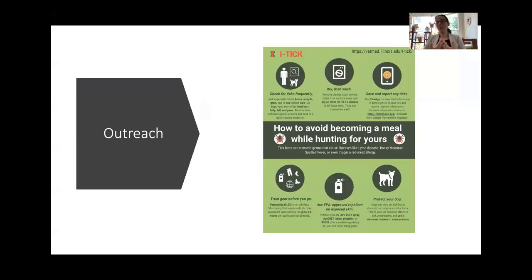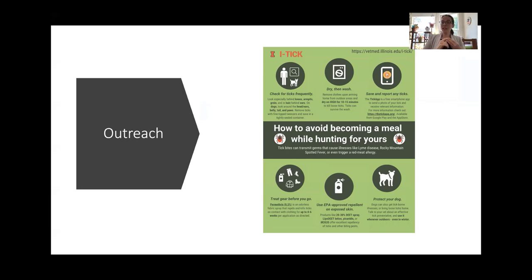The other thing that we work on in our lab as far as prevention is doing outreach. Especially with ticks, as I said, we don't have the data yet to do a lot of the prediction, but we do know where ticks are likely to be, and we do know how ticks behave and where people get exposed. So we do a lot of outreach.